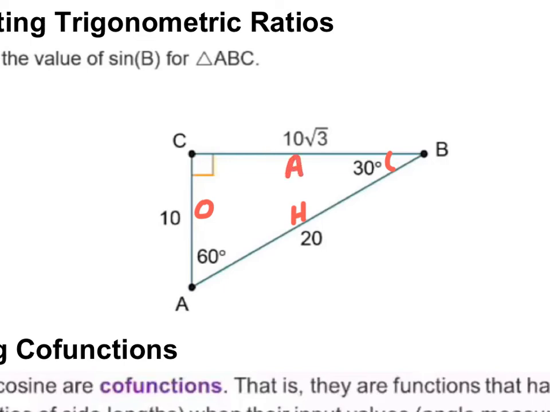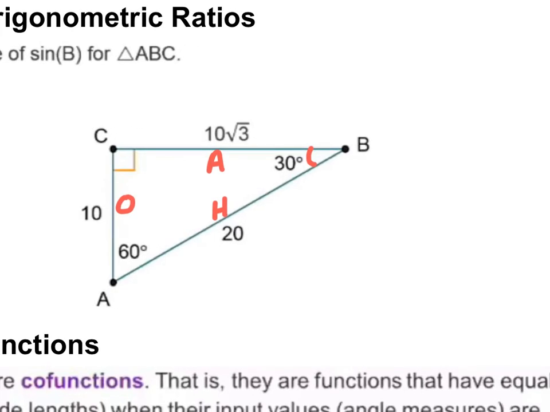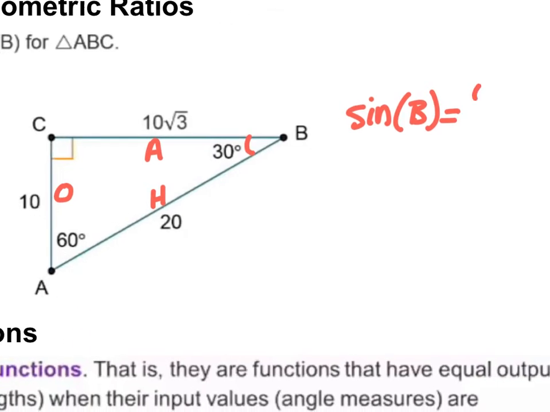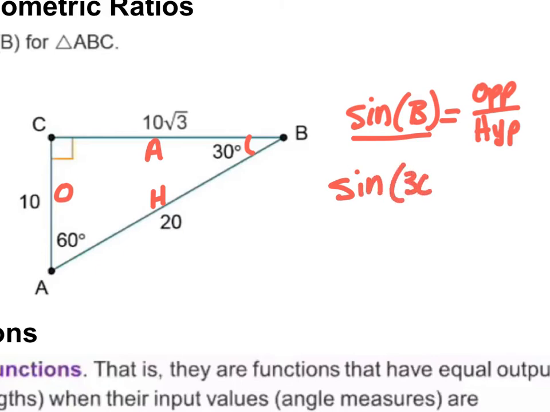So if I wanted to find sine of angle B, I'm going to take this opposite side and write this out real quick: opposite divided by hypotenuse. It's okay to write that. I always write that just so I know I'm doing it right. Now I'm going to write sine of B. B is a 30-degree angle, so sine of 30 degrees. This part right here is your angle measure.